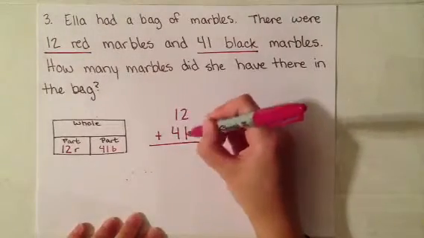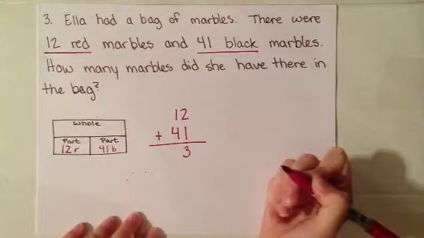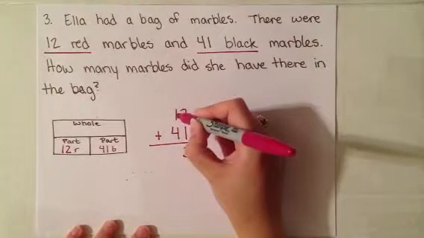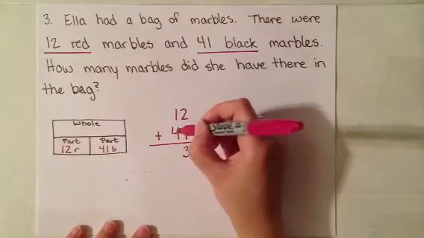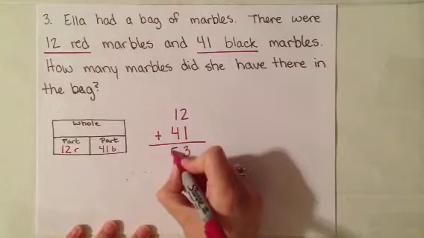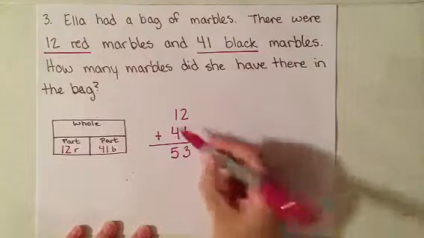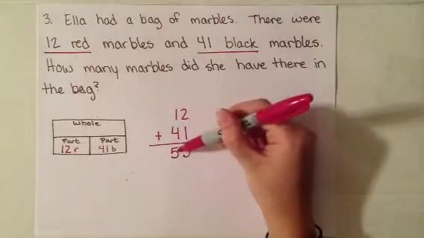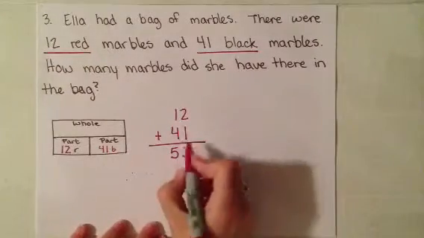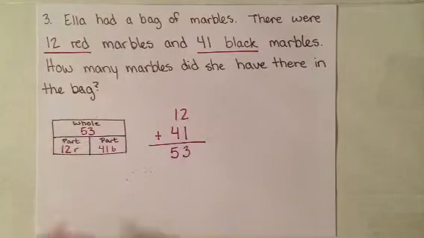We have 2 in the ones place and 1 in the ones place. 2, 3. 3 ones in our answer. If we have 1 in the tens place, we can say this is 10. We could do 1 ten plus 4 tens is 5 tens. We could also say that 10 plus 40 is 50. I like 10 plus 40 is 50 better because it tends to represent what it means. This means 10, this means 40, and this means 50. 53 is our answer. She had 53 marbles total in her bag.